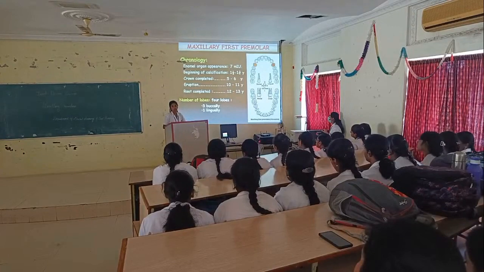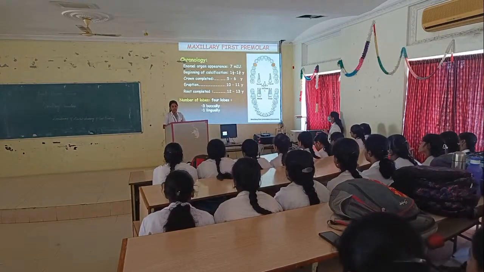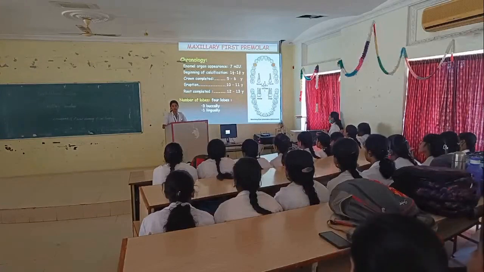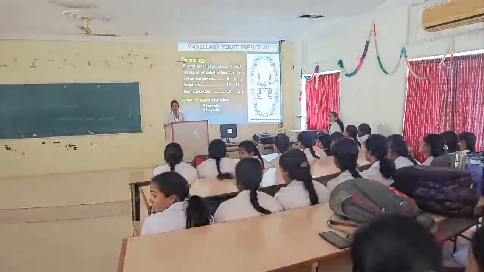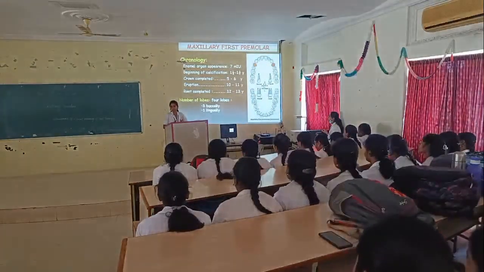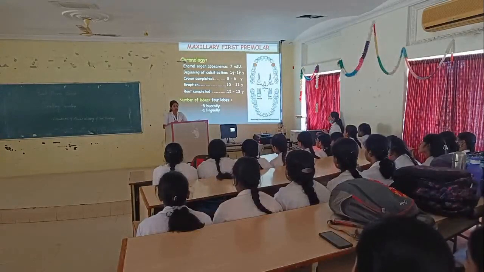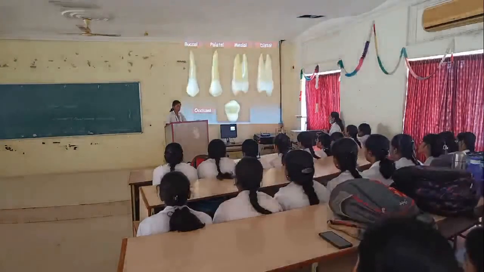Next, crown formation is completed at 5 to 6 years, the tooth erupts into the oral cavity at 10 to 11 years, and the tooth formation is completed at 12 to 13 years. The number of lobes: lobes are the primary structures which are involved in the formation and development of the crown. The minimum number of lobes present in all teeth is 4, and in the maxillary premolar there are 4 lobes: 3 buccal and 1 lingual lobe.